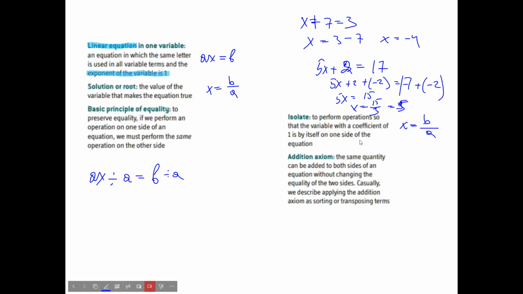No. Oh, yes, I already divided. So that's isolate. This, that's isolate. That's solution. Okay. Any more questions?